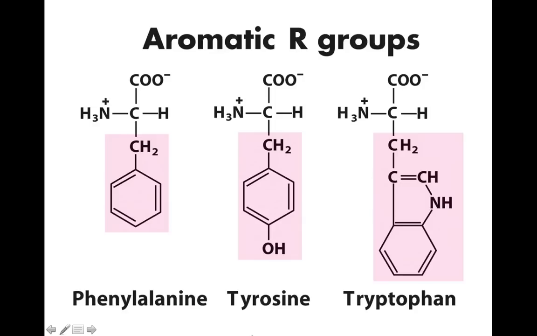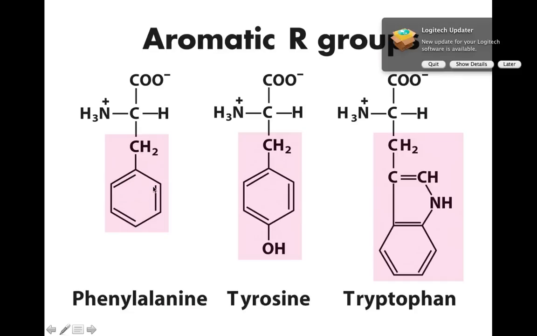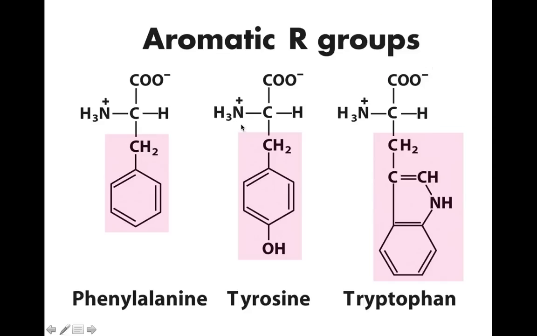Aromatic R groups: we have phenylalanine, tyrosine, and tryptophan, all very common amino acids. Why we call them aromatic R groups is because the R group has an aromatic ring. An aromatic ring is where you have double bonds in a conjugated form. Some people will say that there's a benzene ring present, like in this one and in this one as well.